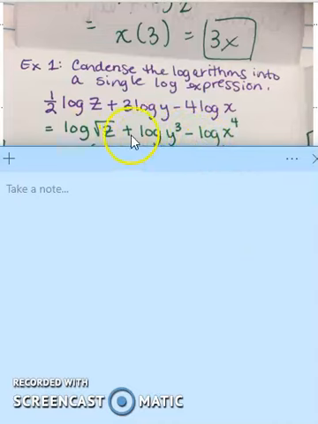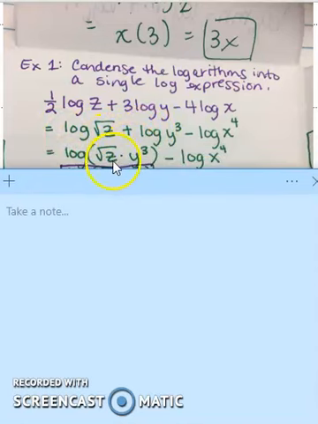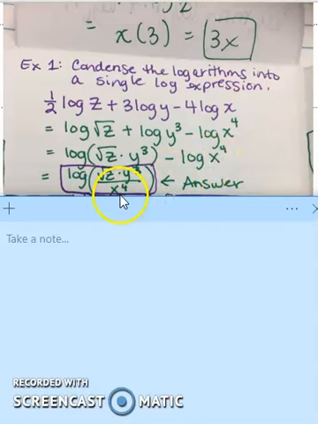Now these two pieces here can be multiplied using my properties of logs. So I have log of square root of z times y cubed. Notice there's only one log here, and then the arguments are being multiplied. And then finally this last one has a subtraction, so I'm going to use my quotient property, and so I will divide by x to the fourth.